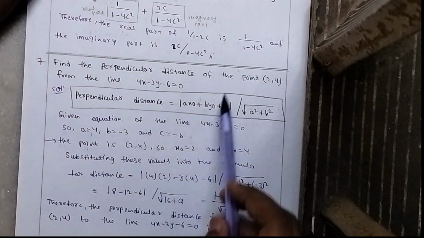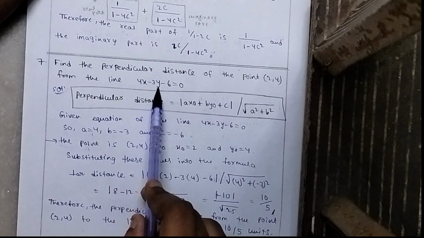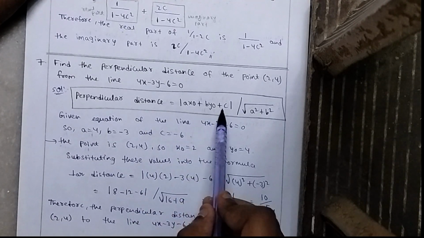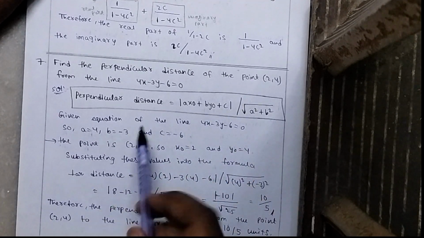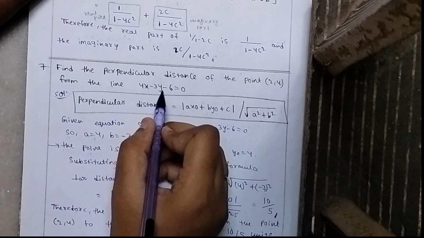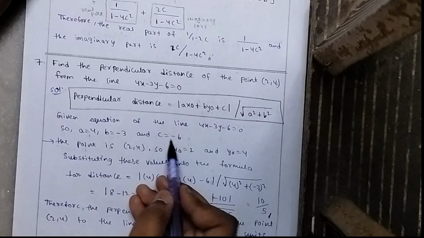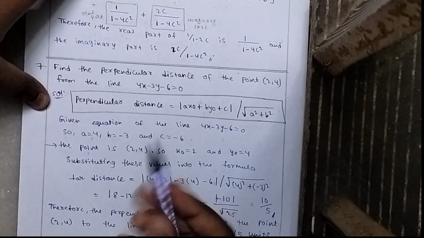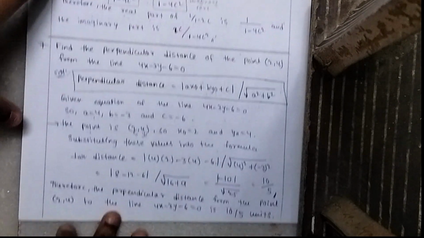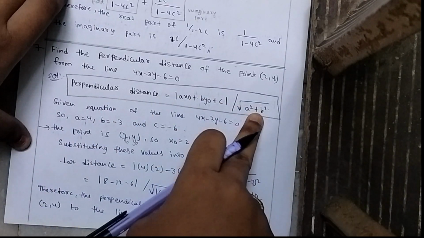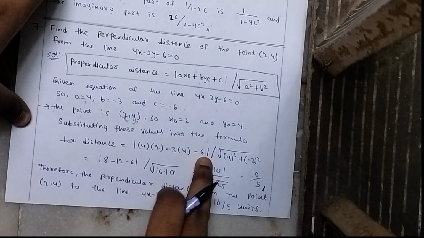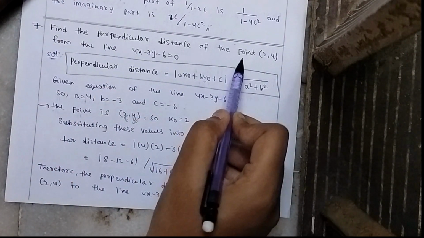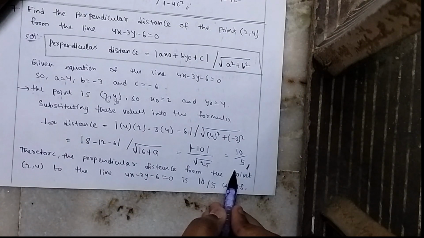Next one. Find the perpendicular distance of the point (2, 4) from the line 4x minus 3y minus 6. We know the formula for perpendicular distance is (ax naught plus by naught plus c) by root of a square plus b square. From the equation, the values of a, b, c are a equals 4, b equals minus 3 and c equals minus 6. Substituting the point (2, 4) as x naught and y naught, in the perpendicular distance formula we get (4 into 2 minus 3 into 4 minus 6) by root of 4 square plus (minus 3) whole square. So the value is 10 by 5. So the perpendicular distance of the given point from the given line is 10 by 5 units.